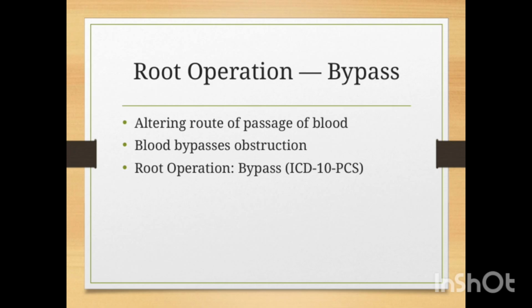When we say bypass, we're talking about creating a new pathway for the blood to travel around the problem area. This concept is crucial because it helps us understand how certain surgical procedures address circulation issues by rerouting blood flow, which is a common intervention in many vascular conditions. By grasping this, we can better appreciate how different procedures are categorized and documented in the medical coding system.